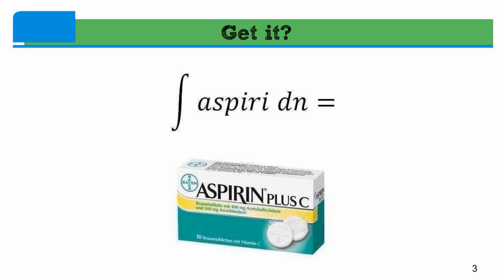Constants, correct. So think about it as taking the integral of 2 dx. The integral of 2 dx is just 2x plus c. So the integral of aspiri is aspirin plus c. Thank you. That's all I needed.